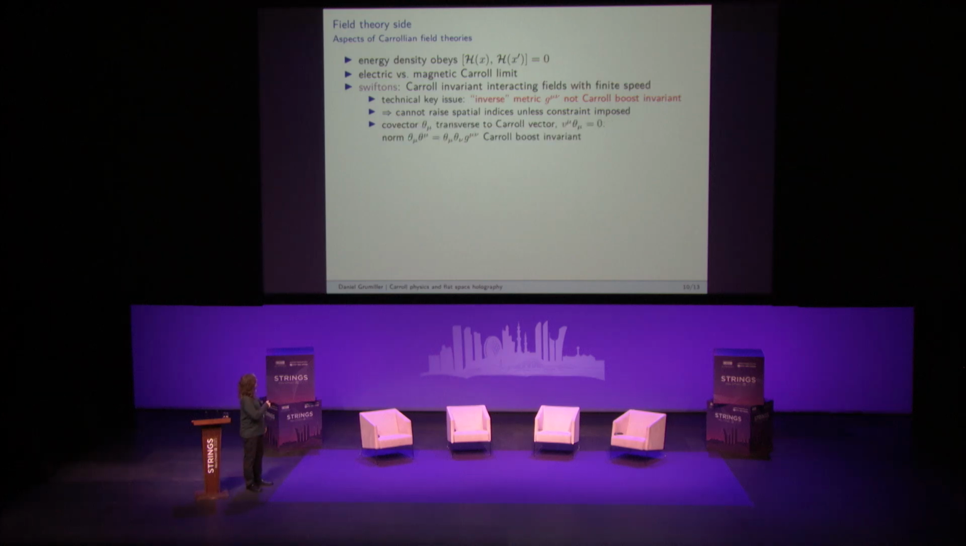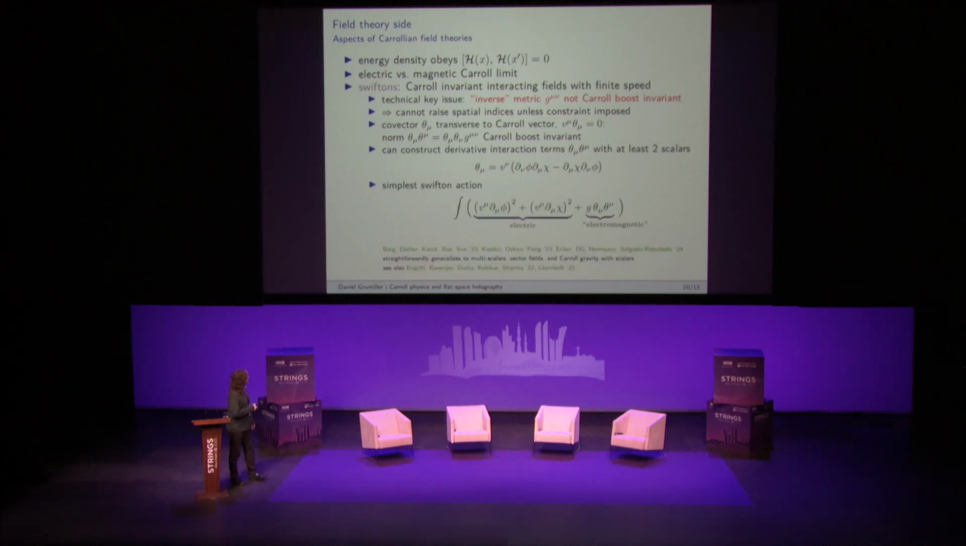So this generalizes. If you consider a covector θ that is transverse to the Carroll vector, then you can easily prove that the norm of this vector is Carroll boost invariant. And you can exploit this to construct interaction terms. The simplest example is if you have two scalar fields, φ and χ, you take the first derivatives, you antisymmetrize, and you contract once with this Carroll vector field, then this θ_μ is indeed transverse, and you can use its square as an interaction term.